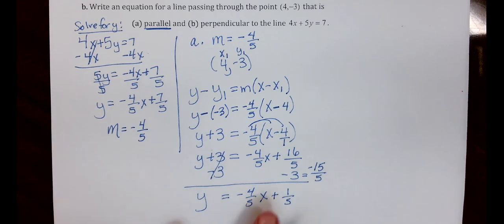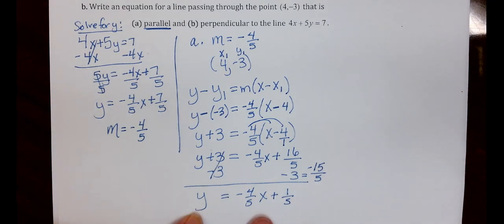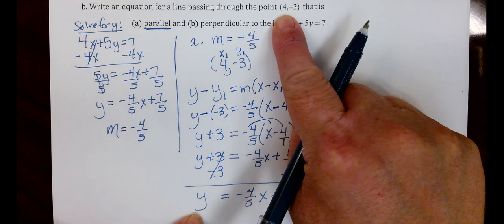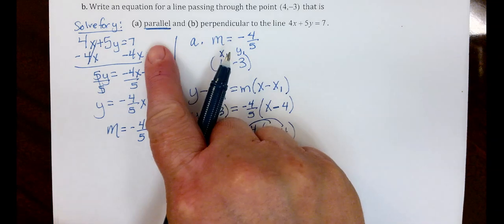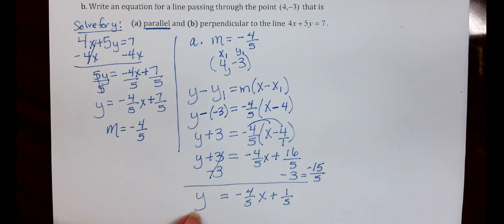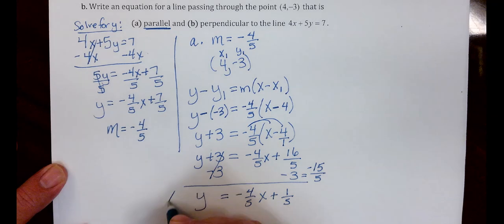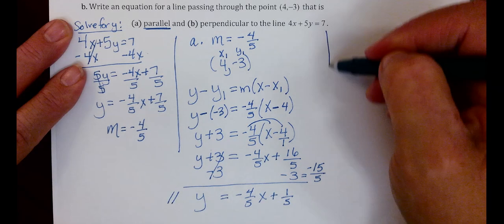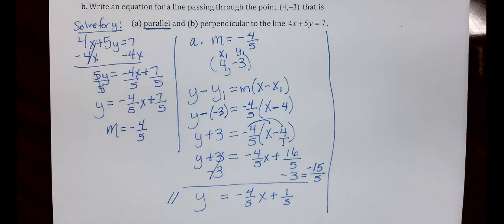So what does this equation tell us? This equation is the equation of the line that passes through the point (4, -3) and is parallel to the line that was given to us. Okay, so this is our parallel line.